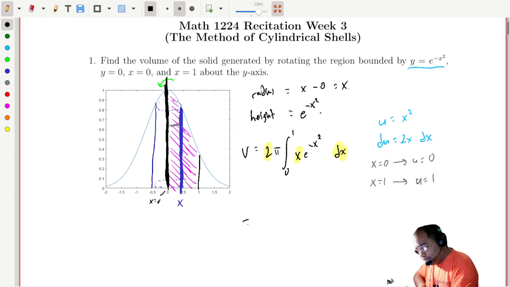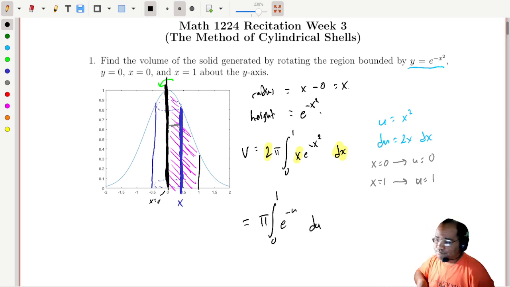So let's go ahead and write our new integral here. Go back to black here. So we'll have pi, because I'm going to absorb that 2 into my du. Pi times the integral from 0 to 1. Now 2x dx, remember, is just du. And now I have e to the minus u du.